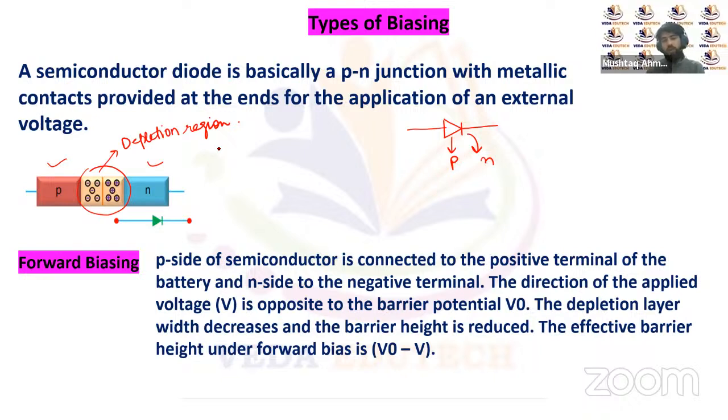Now, in order to decrease this potential barrier between the P type and the N type, we have to apply external biasing to this PN junction diode. We do two types of biasing for this diode: one is forward biasing, another is reverse biasing. Now let's suppose we connect the P side of the junction to the higher potential of the battery and the N side to the lower potential of the battery. Such biasing we call forward biasing, and the direction of the applied voltage is opposite to the direction of the barrier potential.